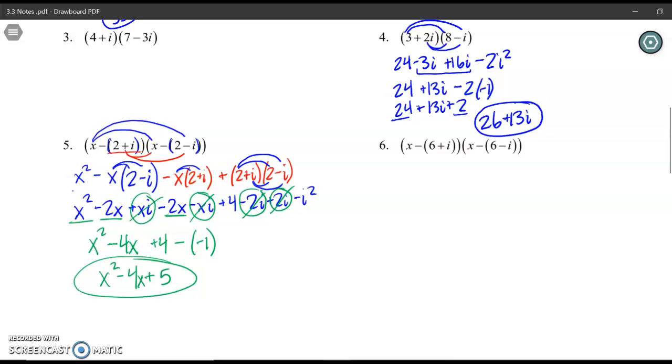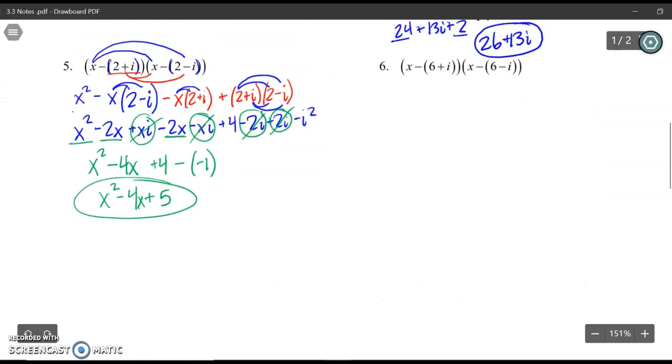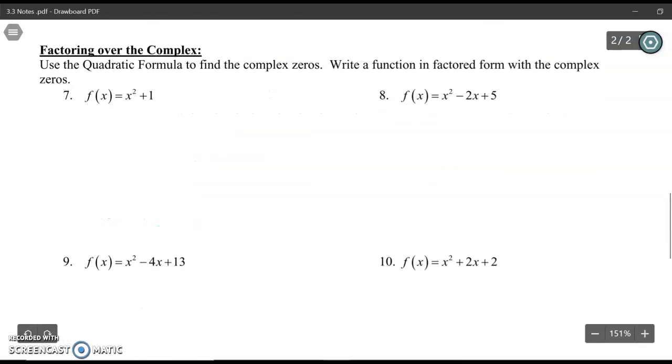Okay. Let's talk about where i's even come from. So, you know, we have these nice equations that already have i in them, but sometimes we start with something like number 7, right? x squared plus 1. And we're actually going to find some imaginary numbers from this very normal and nice looking equation. What we're going to do is use the quadratic formula.